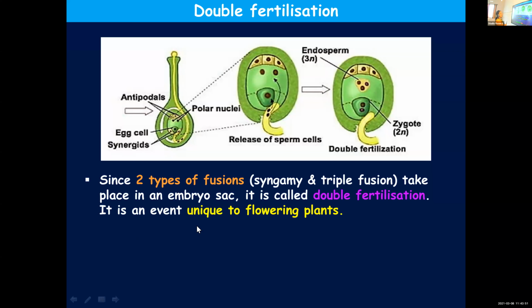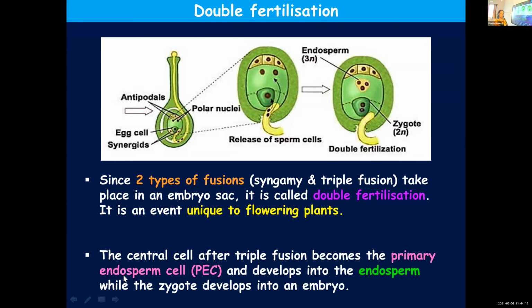Since 2 types of fusions, syngamy and triple fusion, take place in an embryo sac, you call it double fertilization, and this process is unique to flowering plants. This happens only in flowering plants. That is why it is said to be unique to flowering plants. Now, what will happen after fertilization?